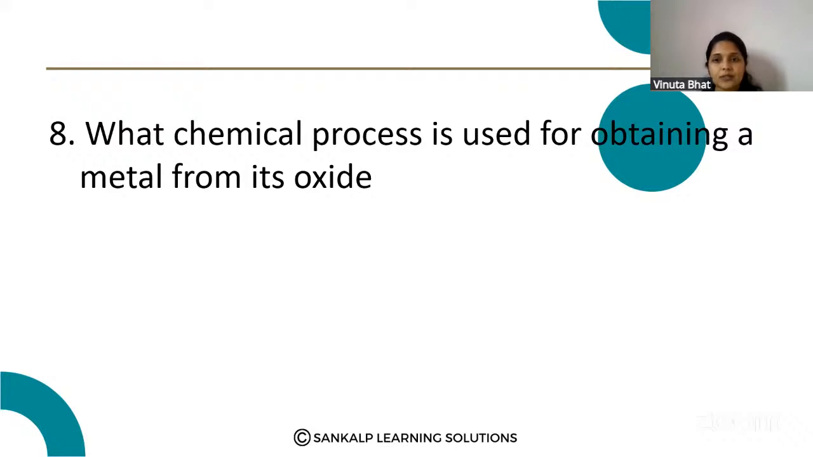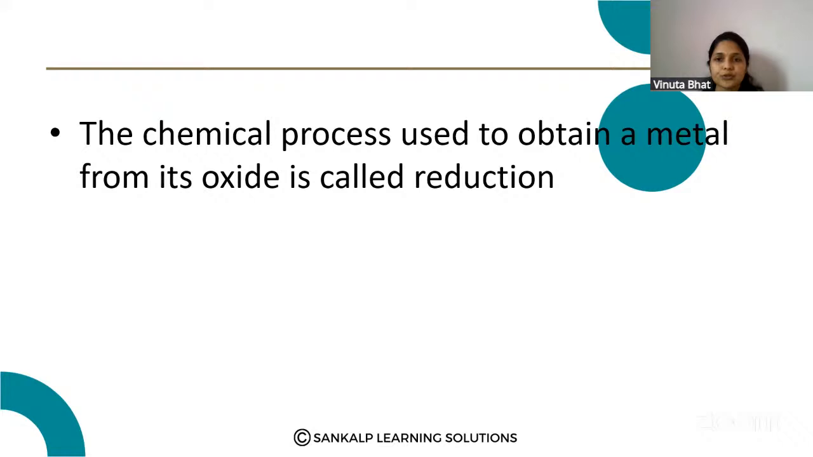What chemical process is used for obtaining a metal from its oxide? Please note down this question. The chemical process used to obtain the metal from its oxide is called reduction.